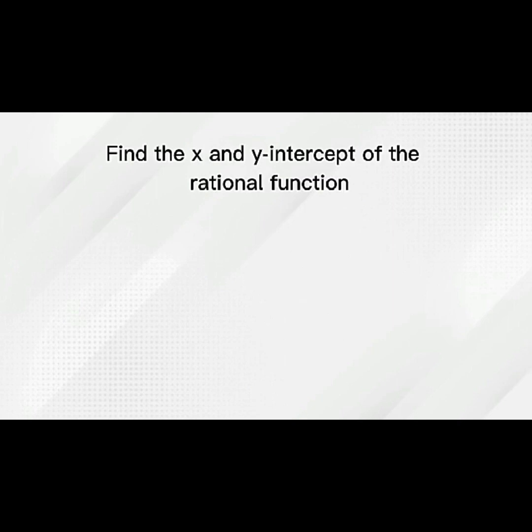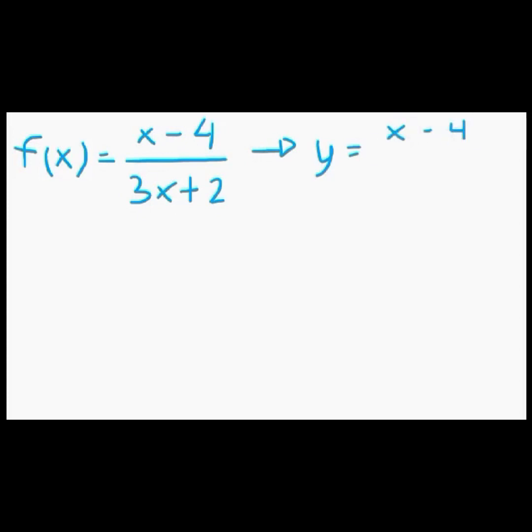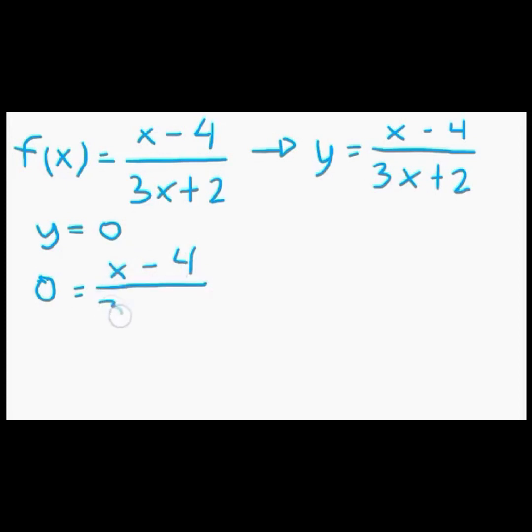Find the x and y-intercept of the rational function, which is f of x equals x minus 4 over 3x plus 2. First, copy the given, which is f of x equals x minus 4 over 3x plus 2. Here, we can rewrite the given function as y equals x minus 4 over 3x plus 2. To get our x-intercept, we have to equate y to 0. 0 equals x minus 4 over 3x plus 2.